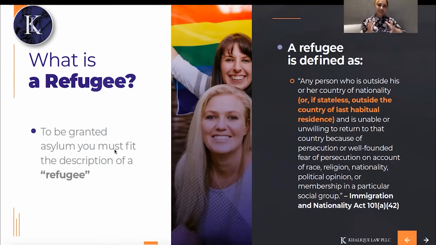So this is a very stacked definition, and there are key elements to it. So I'll go into it a bit more to help you understand exactly what it means. The first important part is that you have to be outside your country of nationality. You can't apply for asylum in the United States if you aren't already in the United States. So you have to first be here in order to apply. That's really, really important. Then the second part is that you can't return, or you are unwilling to return because you're afraid to go back.